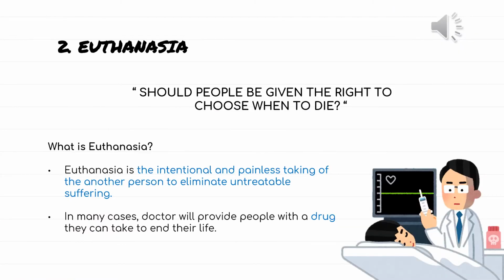Should people be given the right to choose when to die? Now we are talking about euthanasia. Euthanasia is the intentional and painless taking of another person's life to eliminate untreatable suffering. In many cases, doctors will provide people with a drug they can take to end their life. A small dose of opioid may be prescribed for this. In the end, it's up to the person to decide whether they take the drug.